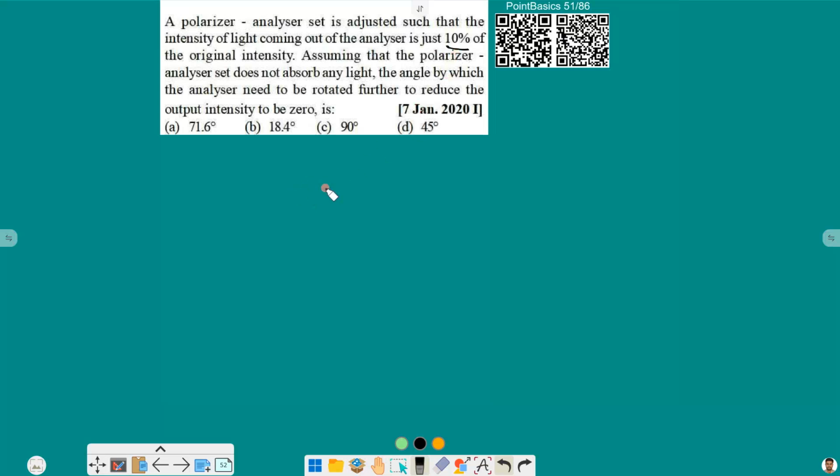So suppose this is our polarizer and this is our analyzer at some angle. Now they are adjusted such that the light coming out of the analyzer is 10% of the original intensity. So suppose we have I node here, then we have IP here, and the light coming out finally is I node by 10. So now, assuming that the polarizer analyzer does not absorb any radiation, the angle by which the analyzer needs to be rotated further.